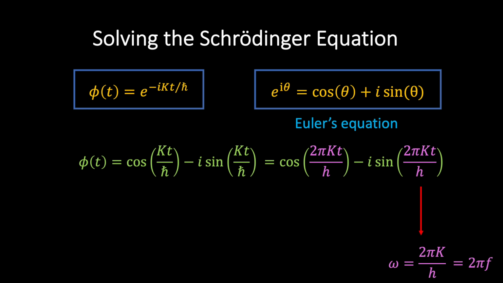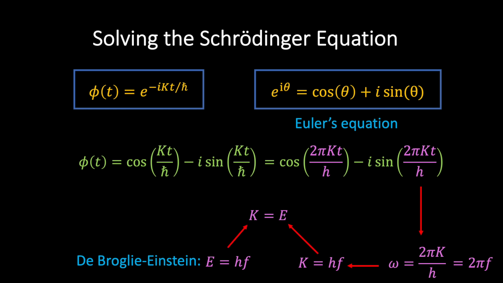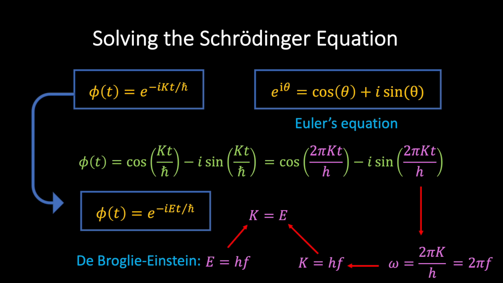by the equation omega equals 2 pi f, and therefore we see that the constant k is related to the frequency f by the relation k equals hf. Now, this might all seem a bit tedious and pointless until you remember that according to the de Broglie-Einstein relation, the energy of a quantum particle is related to its frequency by the relationship E equals hf. And so we see that the separation constant k must in fact be equal to the energy E. Now, I don't know about you, but I think that that's a very neat result. And so we can finally write that phi of t is equal to e to the minus i times E times t divided by h bar.